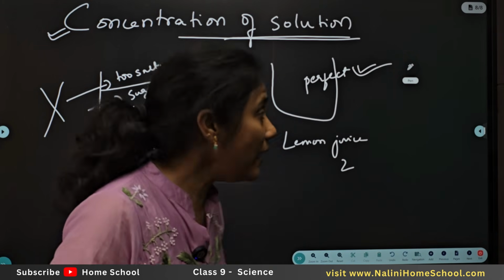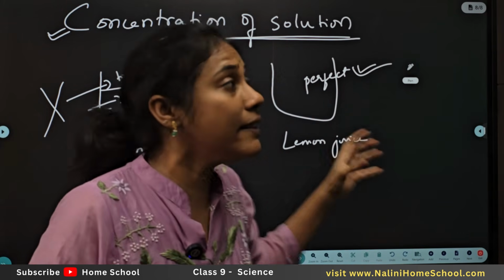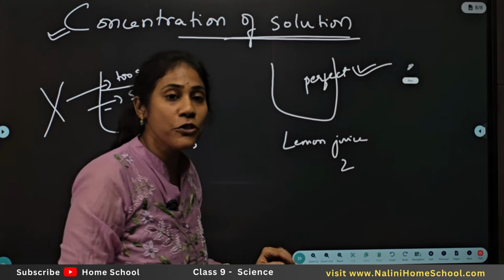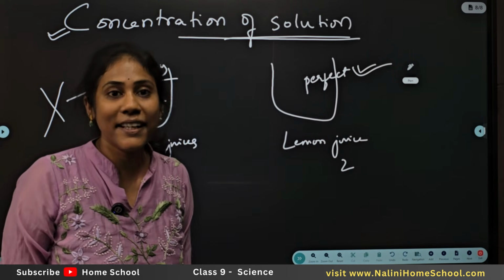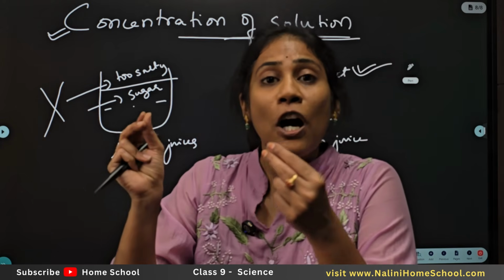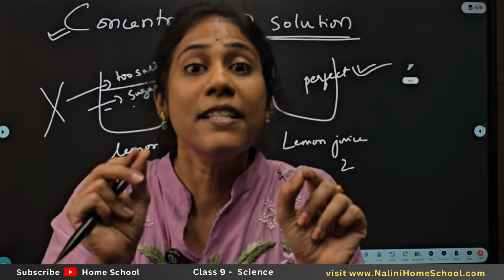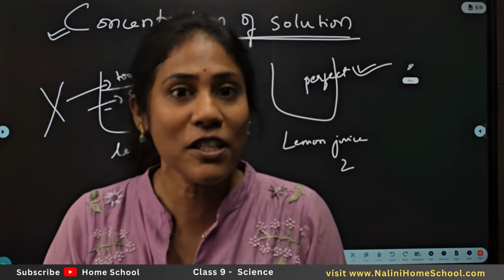So how much amount of each ingredient you add to make that 1 glass of lemon juice is very important. That is what we call concentration. So what is concentration? How much amount of ingredients are there in a particular solution is called the concentration of a solution.